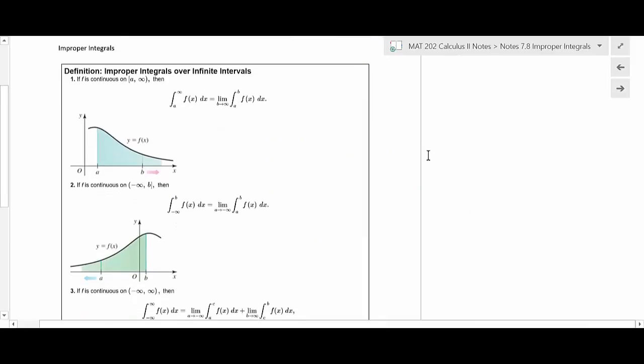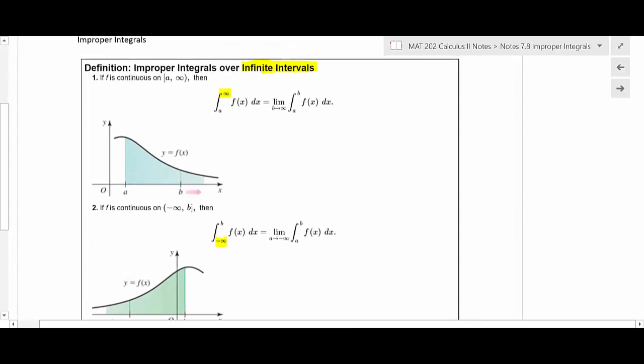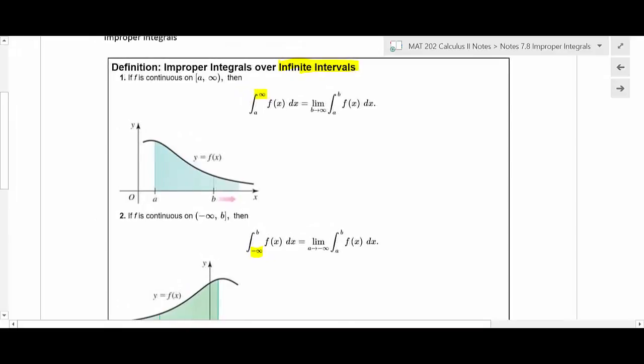Okay, so here on this next page I have a diagram. I just took this out of the book. And we're going to focus on improper integrals over infinite intervals. So when we're talking about an infinite interval, we're talking about the limits of integration having an infinity somewhere in it. And there's really 3 cases. So let's just look over these 3 cases.